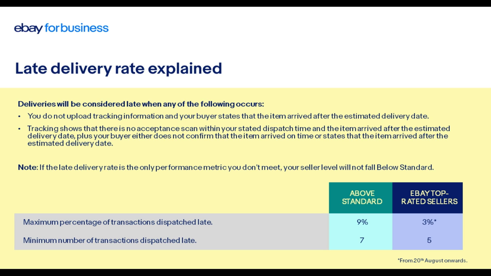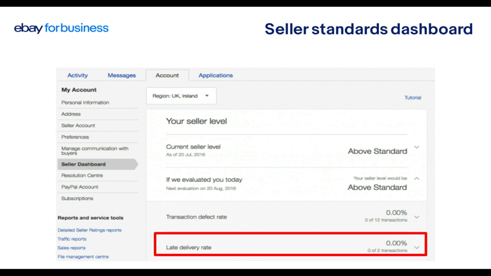Like your defect reports, you can also access reports that show all of the transactions that are impacting your late delivery metric from your seller dashboard view.